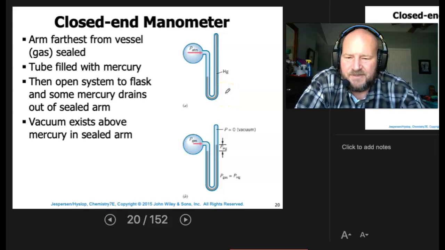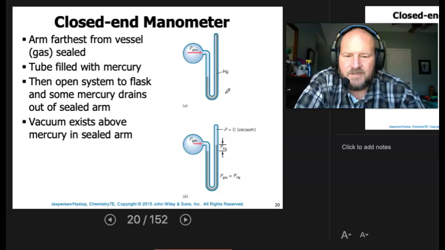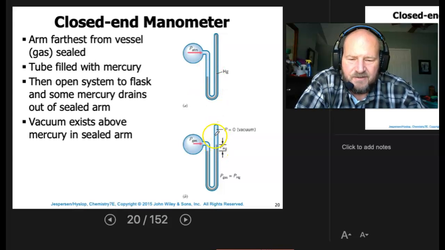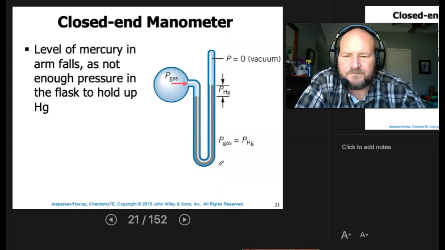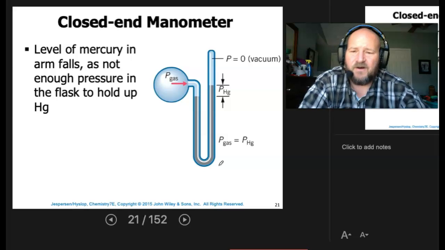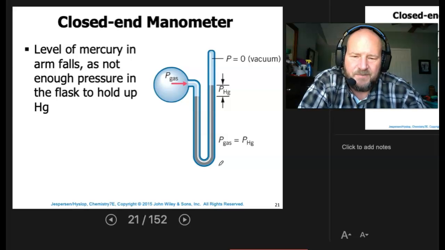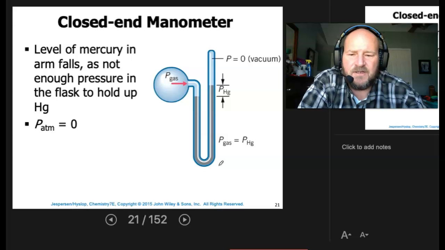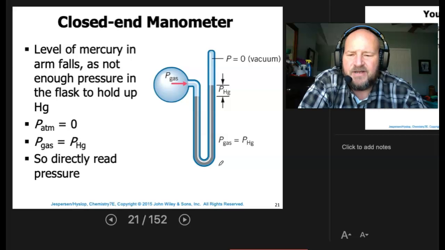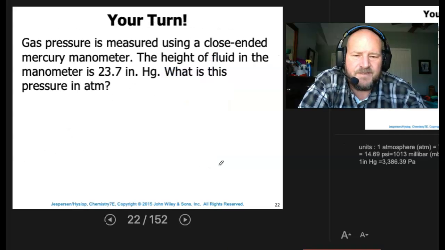So if a vacuum exists above the mercury in the sealed arm, the pressure there would be equal to 0, and now we can see as mercury moves, we can measure the differences just like before. The level of mercury in the arm will fall as there's not enough pressure in the flask to hold up the mercury. So here P atmosphere will equal 0, and P gas will equal P mercury, so it's directly read as pressure. In other words, gas pressure is measured using a closed-end mercury manometer. The height of the fluid in the manometer is 23.7 inches of mercury. What is the pressure in ATM?